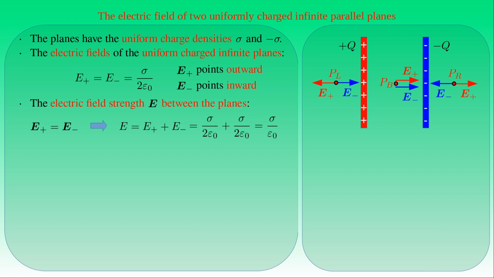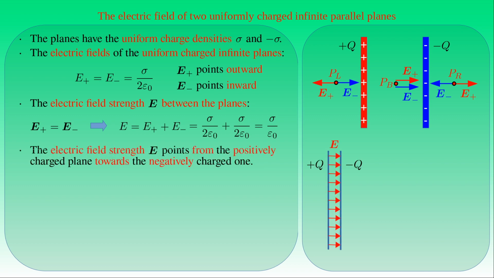sigma over epsilon naught. By comparing the result with the fields E sub plus and E sub minus, we can see that the magnitude of the net electric field strength is 2 times greater than the fields created by the charged planes, but it points in the same direction. That is, the field E points from the positively charged plane towards the negatively charged one.